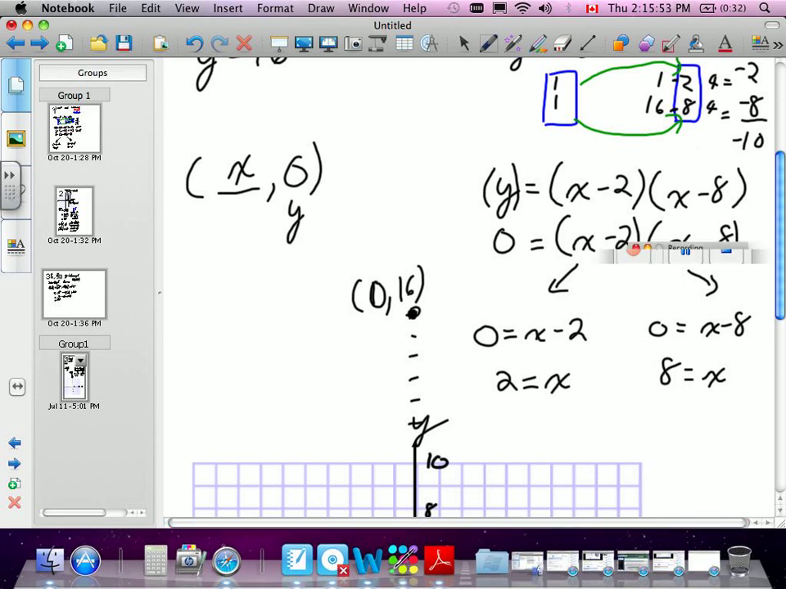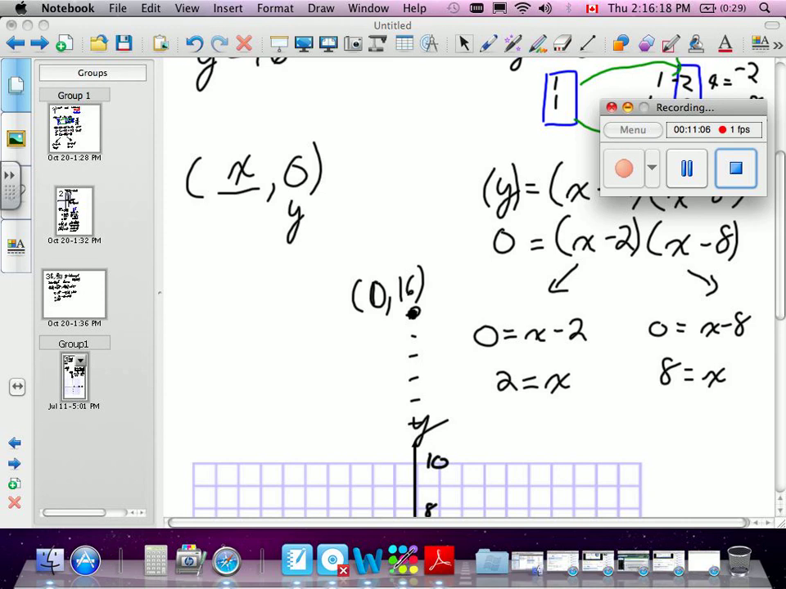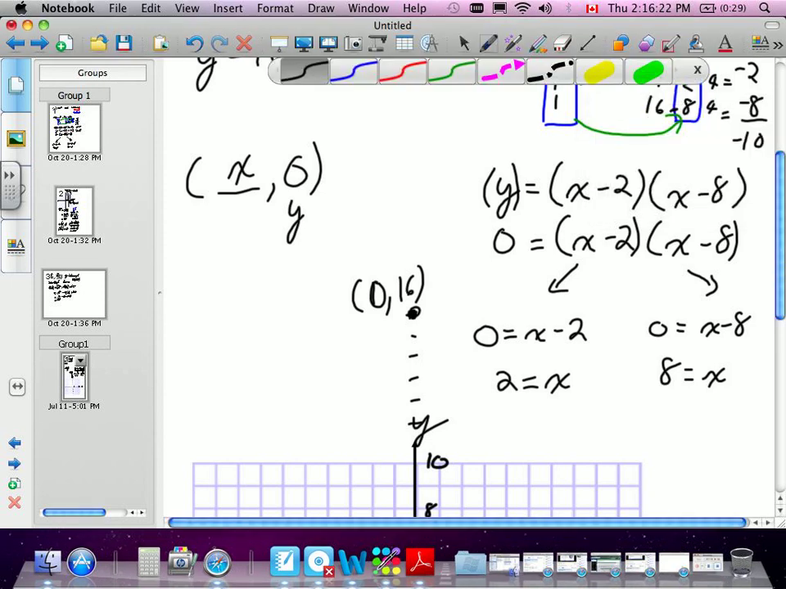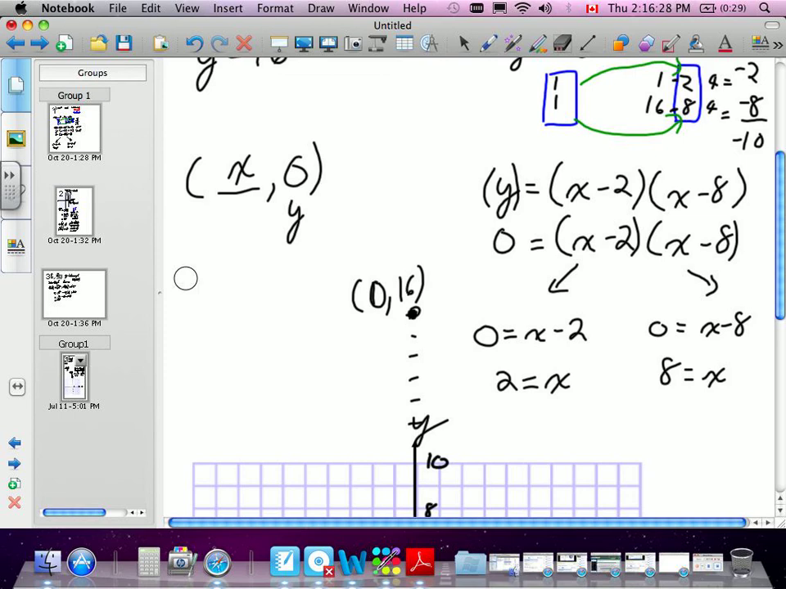From there, we have to find the equation of the axis of symmetry. I need to use our formula to find the x value of the axis of symmetry. So our axis of symmetry, or AOS, is r plus s divided by 2.